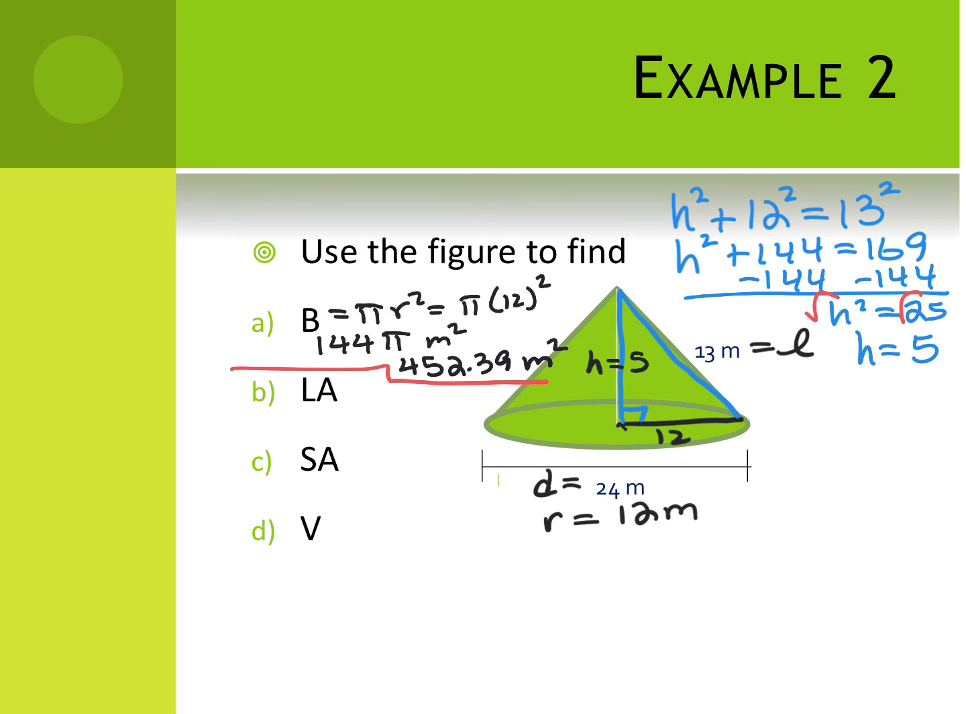For the lateral area, we're using the formula pi times radius times the slant height. And again, I already have the value of R and L, so all I have to do is plug it in. R is 12, slant height is 13. 12 times 13 is 156 pi meters squared. If I'm using my pi button, I get 490.09 meters squared.